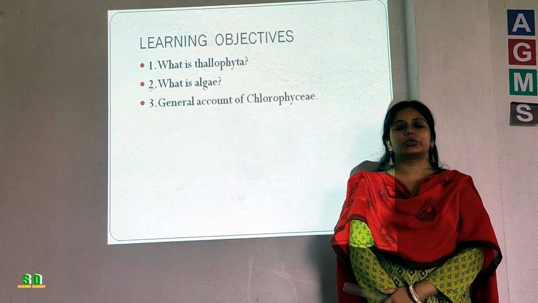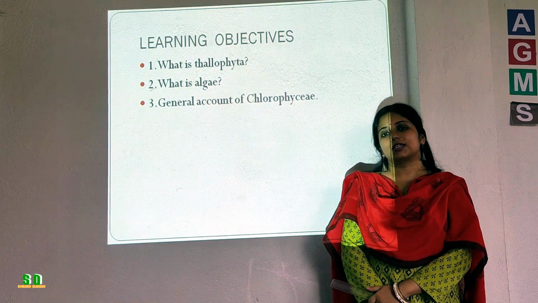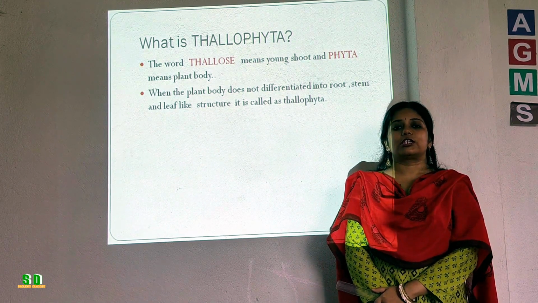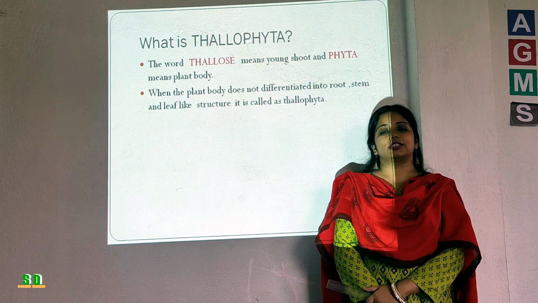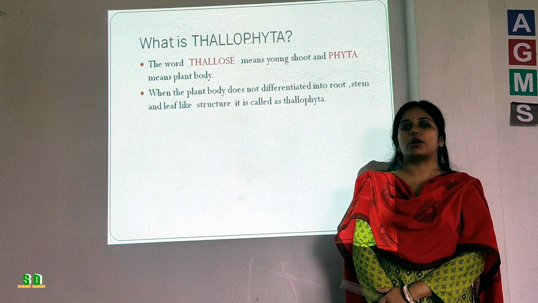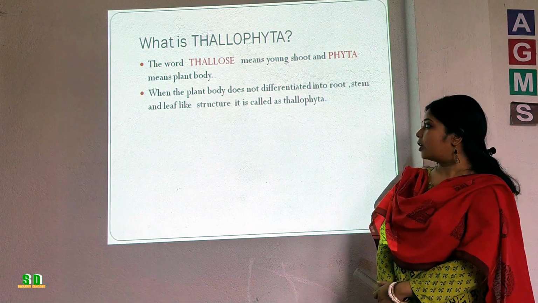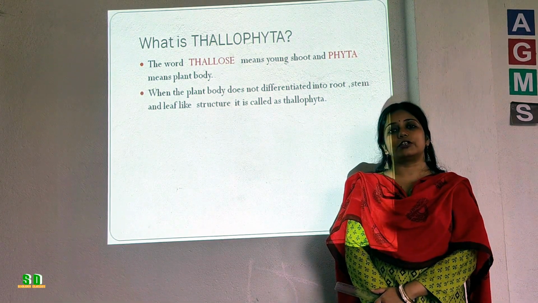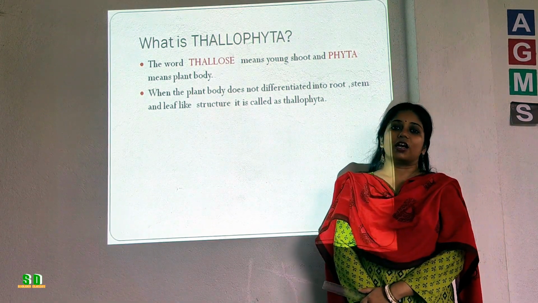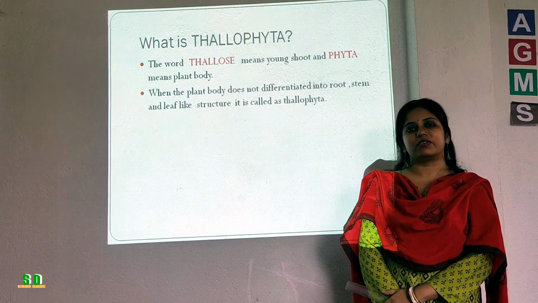In the last lesson we have learnt about the Chlorophyta. Can you remember it? Yes. Chlorophyta means what? The group of plants whose body is not divided into root, stem and leaf-like structure is called Chlorophyta. The word phyta means the plant body, and thalo or thallus means the young shoot, where the whole plant body is not divided into root, stem and leaf-like structure.